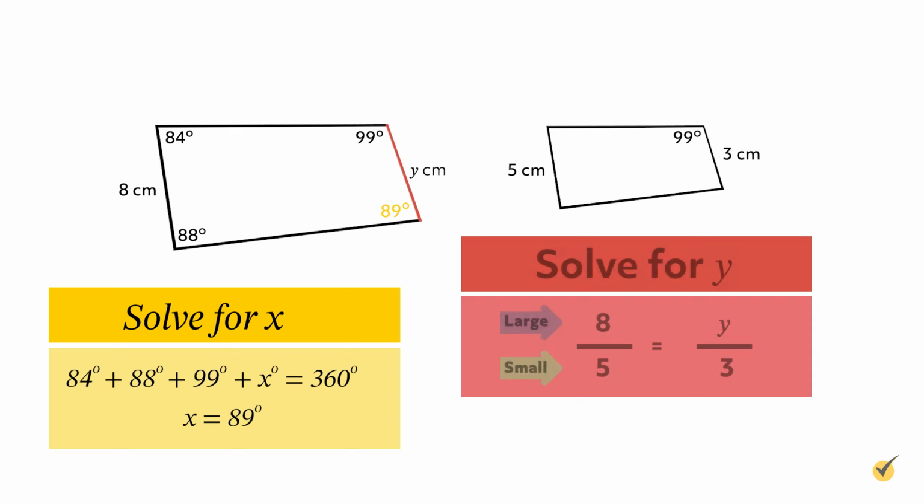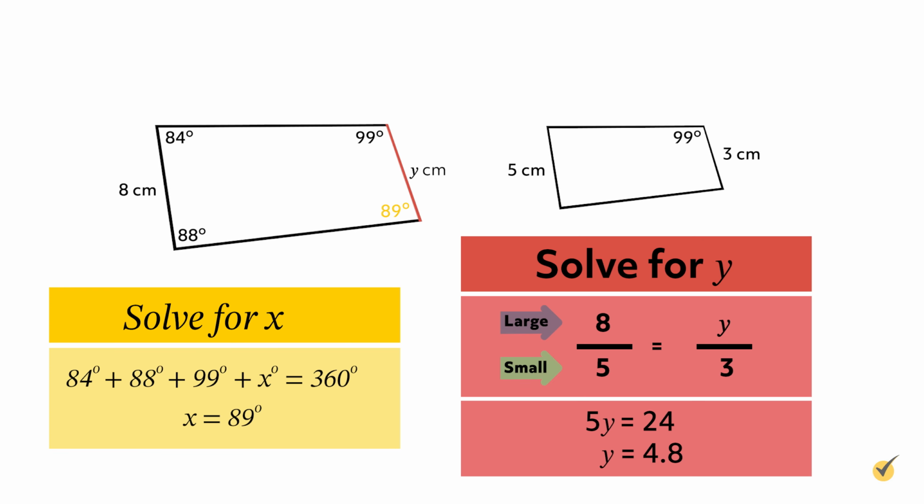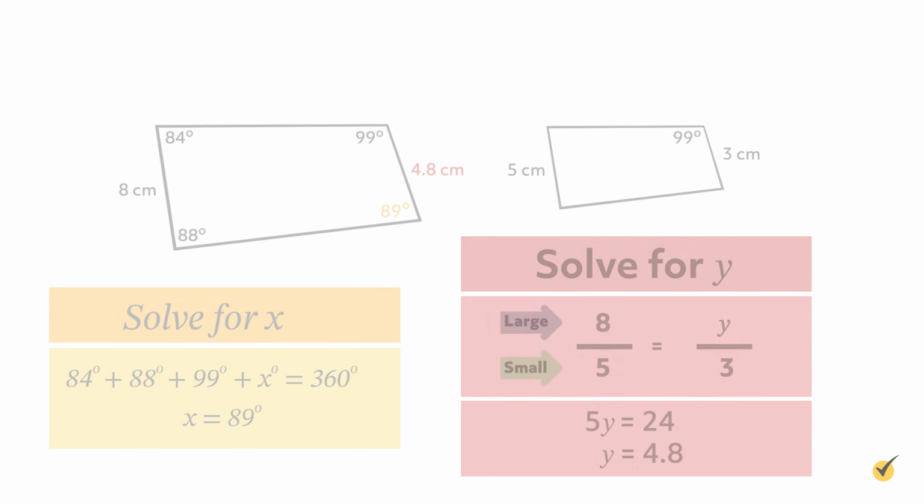To find the missing side y, we need to set up our proportion. To solve this proportion, we need to cross multiply. Cross multiplying gives us 5y equals 24, and dividing both sides by 5 gives us y equals 4.8. So the missing side length is 4.8 centimeters. Finding these two values was only possible because we know the similar figures have the same angles and proportional sides.